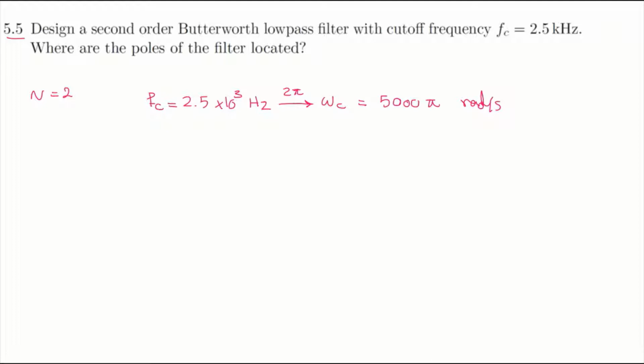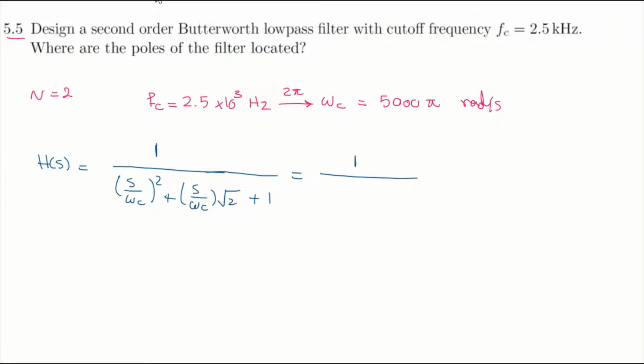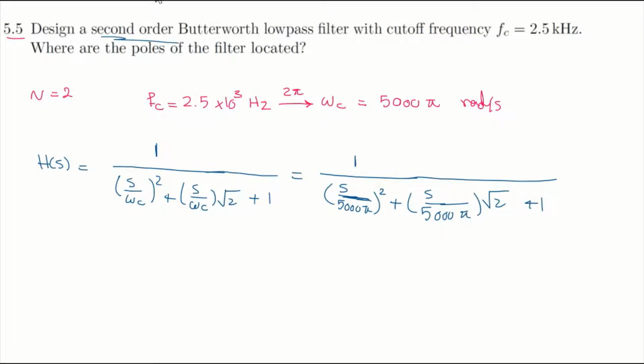We know the general form of the transfer function. H of s, for the second order Butterworth filter, is 1 over (s over omega c) squared plus (s over omega c) times square root of 2 plus 1, right? So this equals 1 over (s over 5000 pi) squared plus (s over 5000 pi) times square root of 2 plus 1. And this is the transfer function of the second order Butterworth low pass filter.